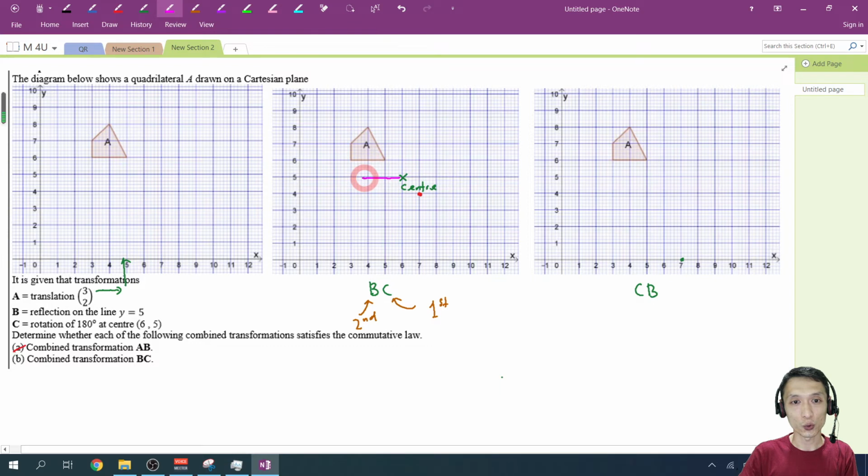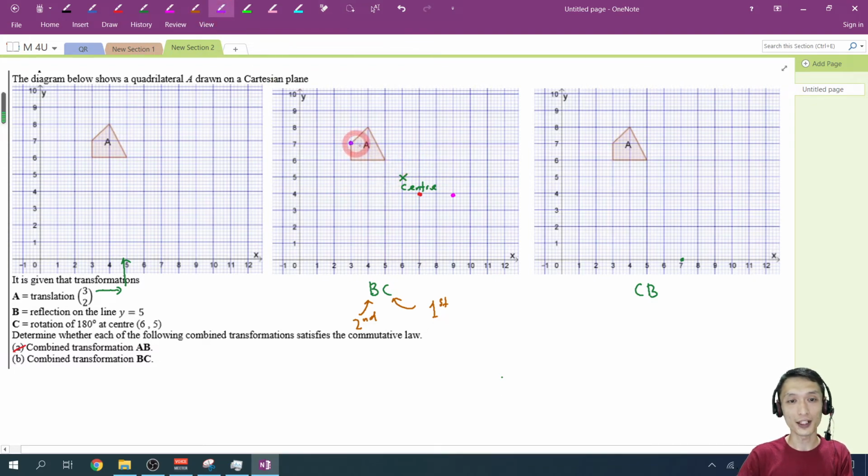Okay, so for the rest, repeat the same thing. 1, 2, 3, 1. Remember? 1, 2, 3, 1. This is 90 degrees, but we are looking for 180 degrees. I need to rotate it another 90 degrees. 3, 1. So do the same thing here. 1, 2, 3, 1. Okay. The image for this vertex is over here. Repeat the same thing for the rest of the points.